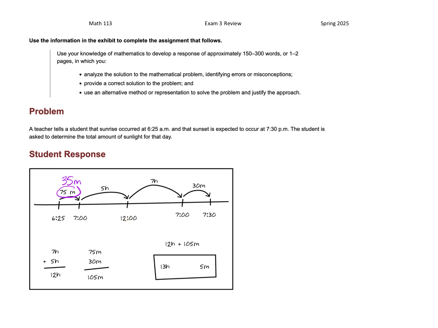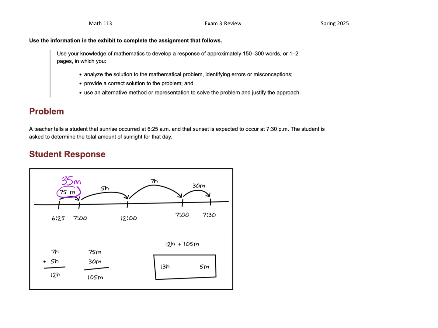And then from 7 to 12 is 5 hours. That's correct. From 12 to 7 is 7 hours. That's correct. And from 7 to 7:30 is 30 minutes. So that's correct. So the picture looks great, except for the 35 minutes. And they have a misconception about how many minutes are in an hour. So let's look at the rest of their work.